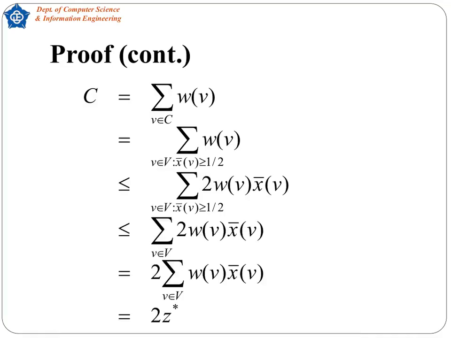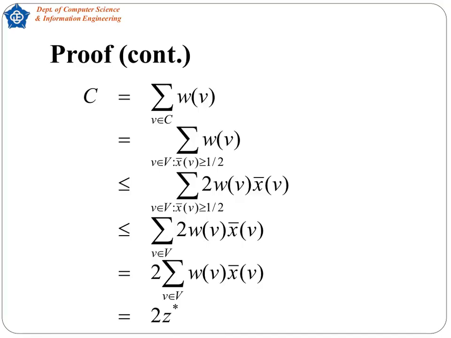Continuing from our last bound, we express the cost of our cover C as the sum of weights of its vertices: C equals the sum over v in C of w_v. By construction, every v in C satisfies x_v is greater than or equal to 1/2. So for each such v we have w_v is less than or equal to 2 w_v x_v. Substituting this into our sum gives the first inequality.